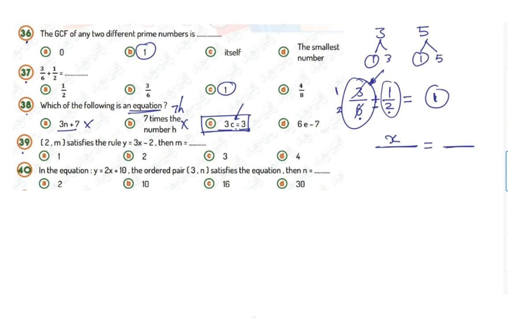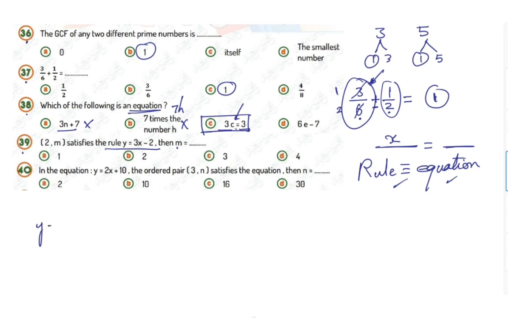Point 39. 2 and m satisfies the rule. Don't forget that the word rule means equation. That's the same. So you have some equation y equals 3x minus 2. Then the value of m. What is the meaning of 2 and m satisfies the equation? We have some equations here.